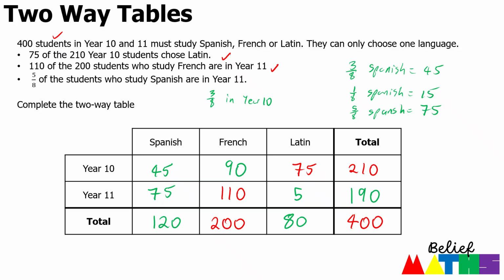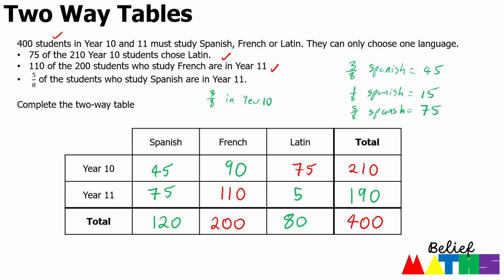Now this 5 is the pivotal one that I always check from. I've done 75 plus 5 to give me 80, but working horizontally as well, let's just make sure that adds up. 75 plus 110 is 185, plus 5 is 190. So we know because it works in both directions, it works.